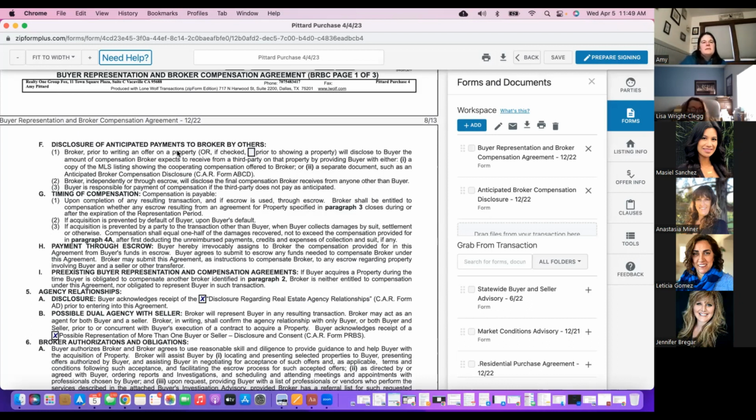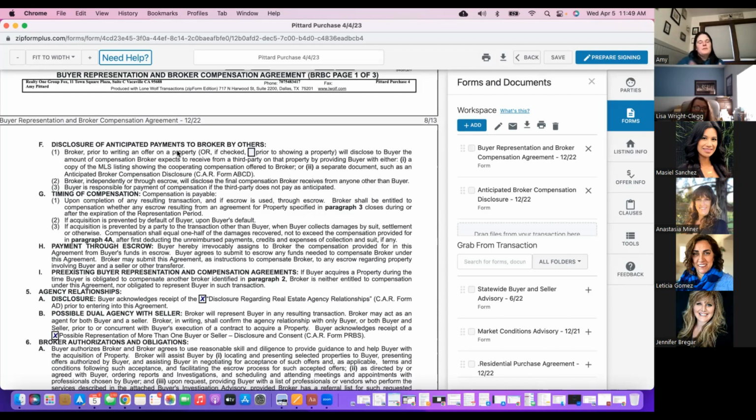Okay. Broker independently or through escrow will disclose the final compensation broker receives from anyone other than the buyer. Buyer is responsible for payment of compensation if the third party does not pay as anticipated. Okay, that's section F. G is timing of compensation. Compensation is payable upon completion of any resulting transaction, and if escrow is used, through escrow. Broker should be entitled to compensation whether any escrow resulting from an agreement for property specified in paragraph 3 closes during or after the expiration period of the representation.